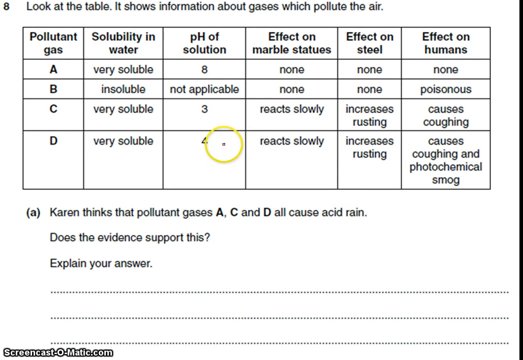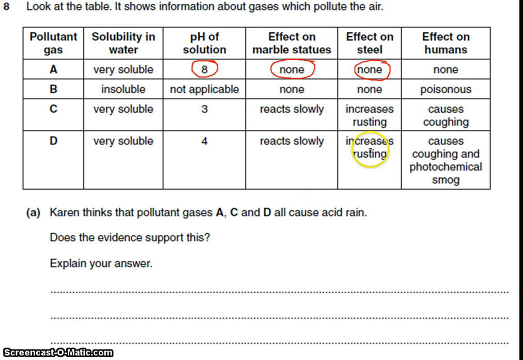So you should have worked out the answer to this is no, and the reason is because if you look at A, it's got a pH of 8, and that means it's alkali, so it can't cause acid rain for that reason. It also has no effect on marble or on calcium carbonate, and it has no effect on steel. It doesn't increase rusting, all of which would be evidence of it being an acid.